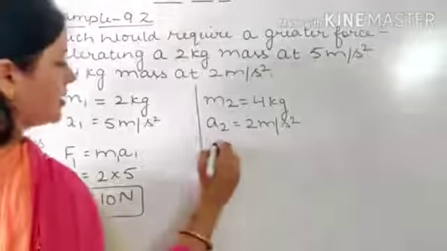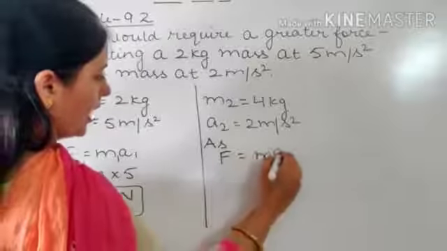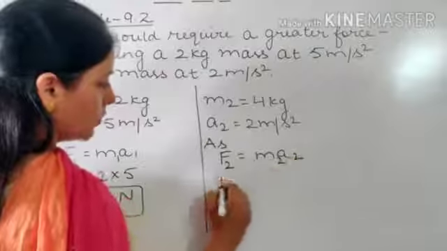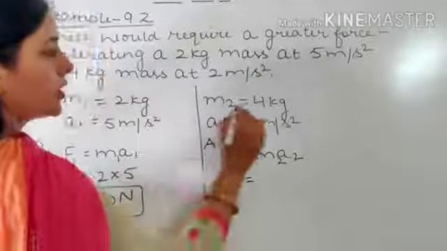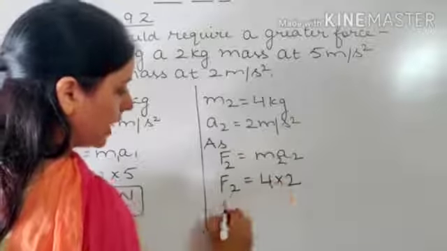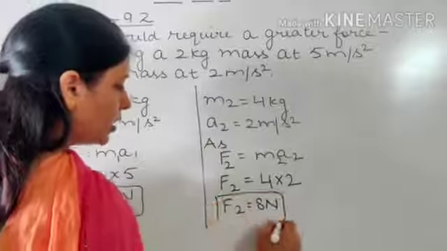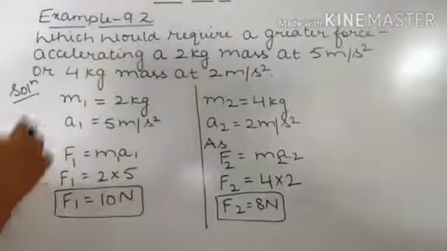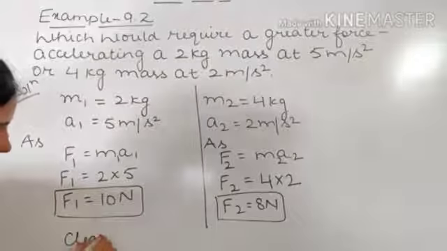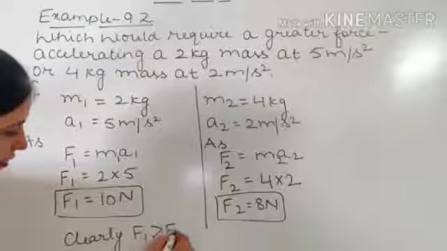See the second object, same, as F is equal to MA, F2 is M2 A2. Then F2 is equal to, M2 is 4, A2 is 2, F2 is 8 newtons. Now you can easily tell which force is greater. Clearly, F1 is greater than F2.